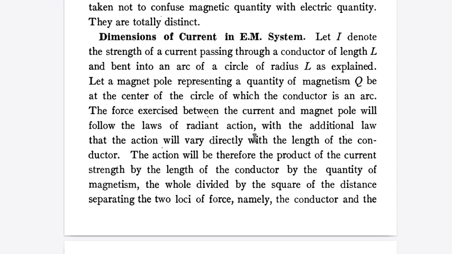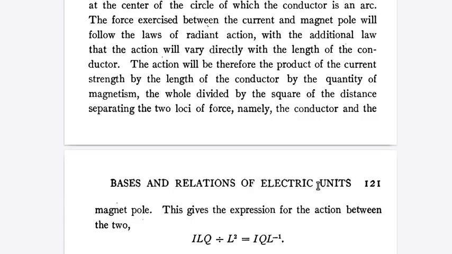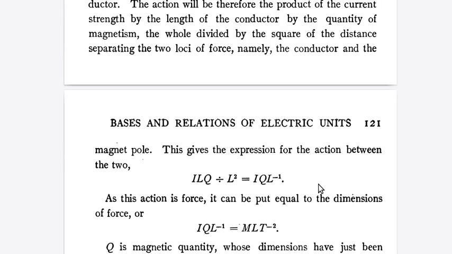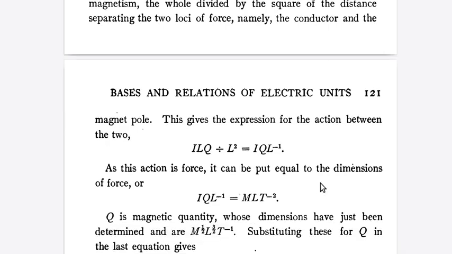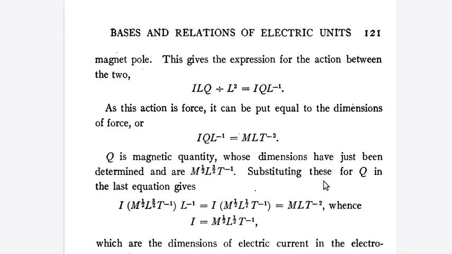The force is proportional to the product of the current strength, the length of the conductor, and the quantity of magnetism divided by the square of the distance between them. Substituting L for the distance, this simplifies to force is proportional to the current multiplied by the quantity of magnetism divided by the conductor length. The force also has the dimensions of mass multiplied by length multiplied by time raised to the power of -2. Equating the two expressions, we write current multiplied by the quantity of magnetism multiplied by the reciprocal of length equals mass multiplied by length multiplied by time raised to the power of -2.